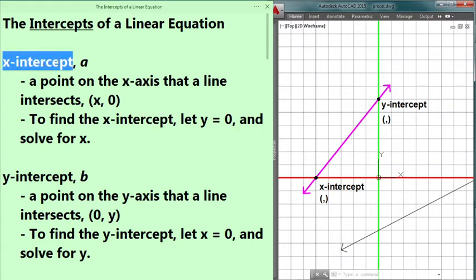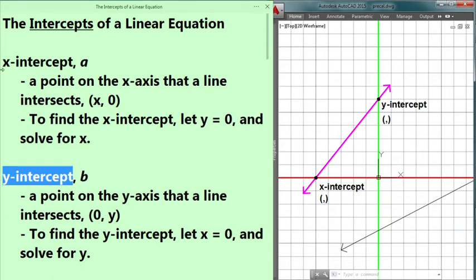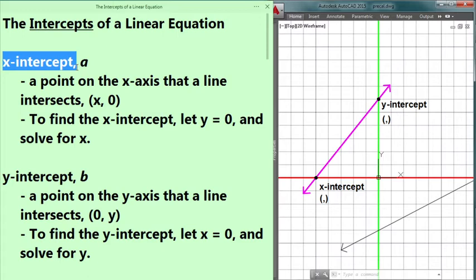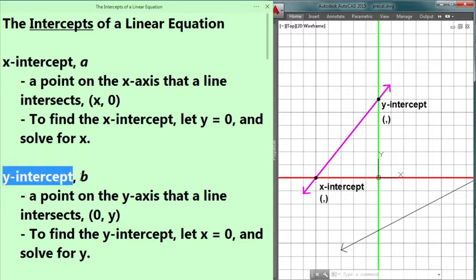So meron tayong x-intercept at meron tayong y-intercept. Okay, so yung x-intercept, sa kabuuan ng mga video tutorial, gagamit ako ng letter A, yung italics na A, to represent x-intercept. While for y-intercept I will use italics na B.